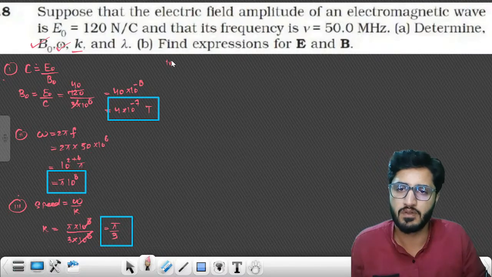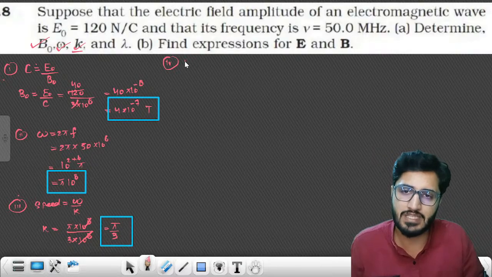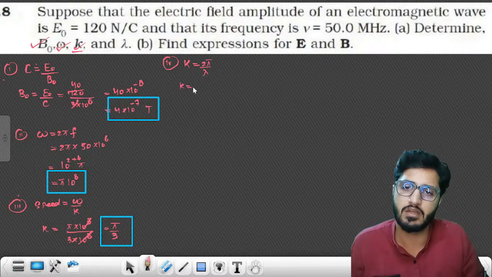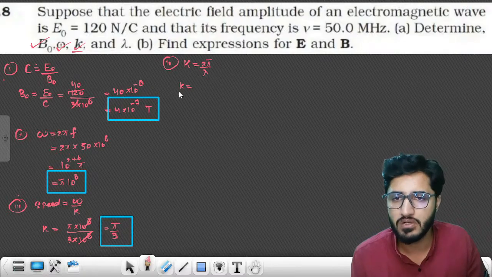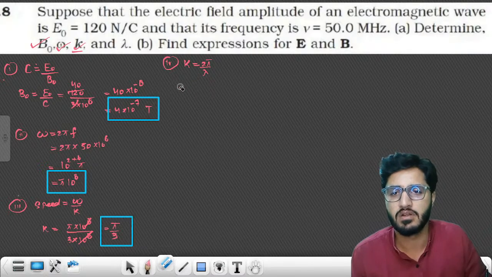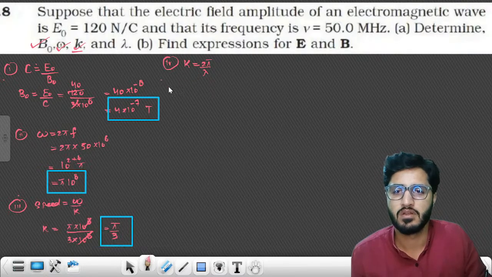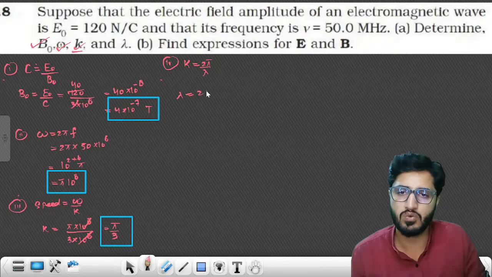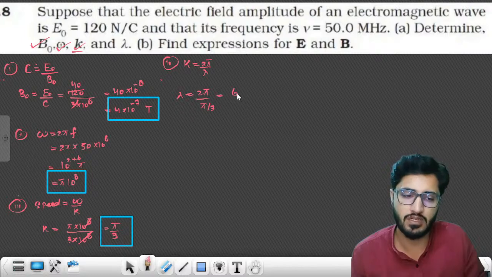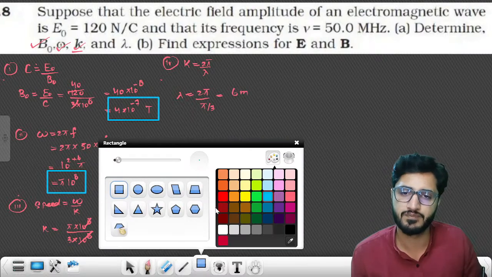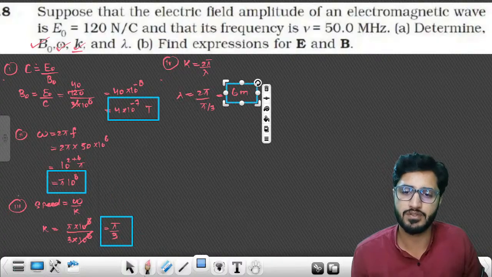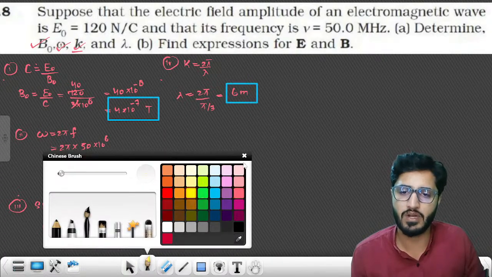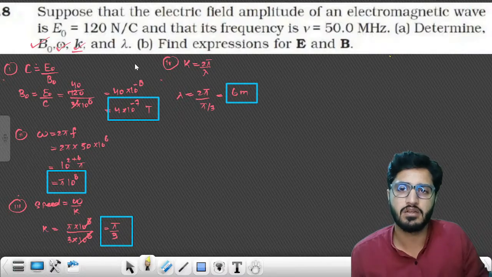Fourth, lambda. What is K now? K is 2 pi by lambda. K we have, so lambda came out to be 2 pi by K. K is pi by 3. So I guess it is 6 meters.